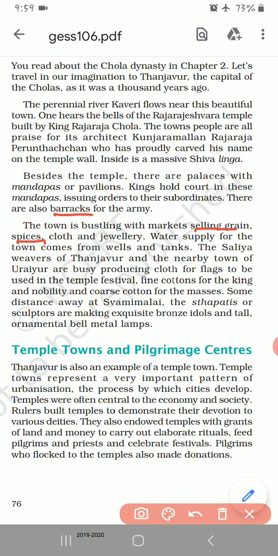grains, spices, cloth, jewelry. A water supply for the town came from, this is what you are imagining when you go to Tanjavur. If you go there, you can see the town is bustling with markets selling grains, spices, cloth, jewelry. Water supply for the town comes from the wells and tanks. When you go there, you can see the water supply for the town is coming from the wells and tanks.